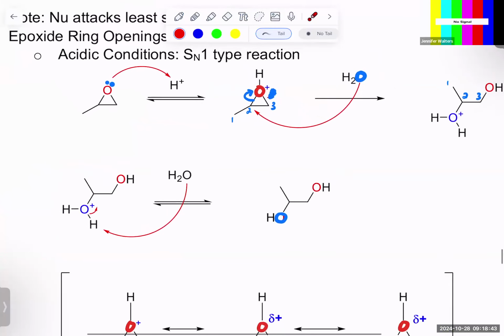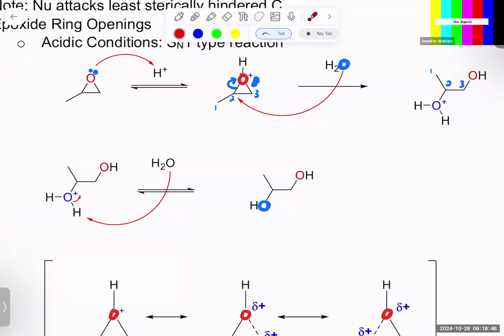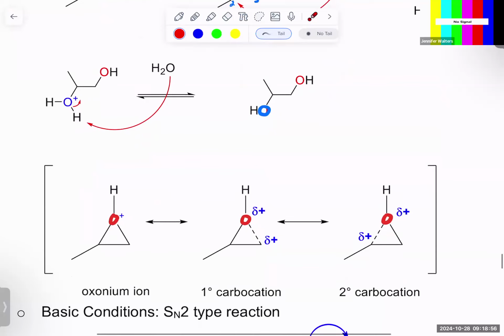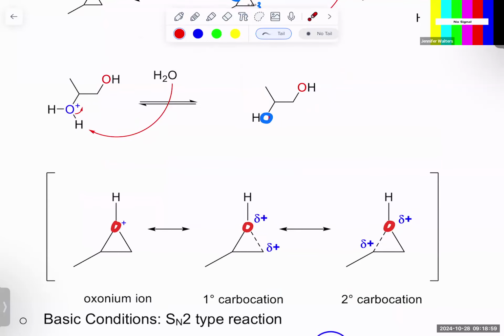And then the last step is just that we need to deprotonate in order to get it neutral. So you just use another molecule of water, which will get you to a neutral product, and you get the diol. So the question of, well, why did we attack the more substituted side? It comes down to whichever bond is longer.